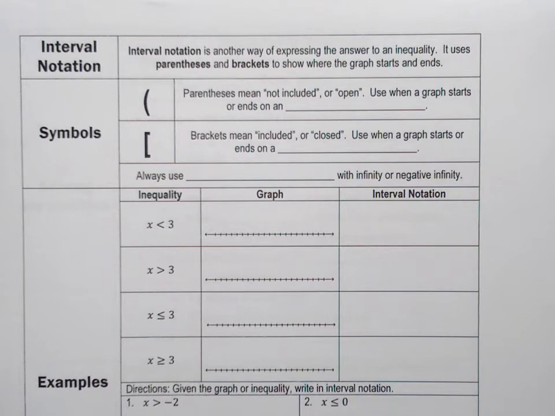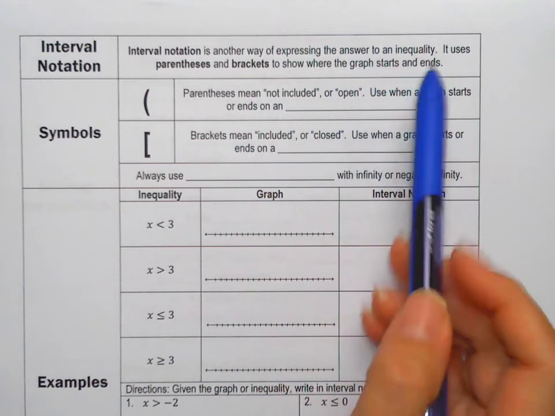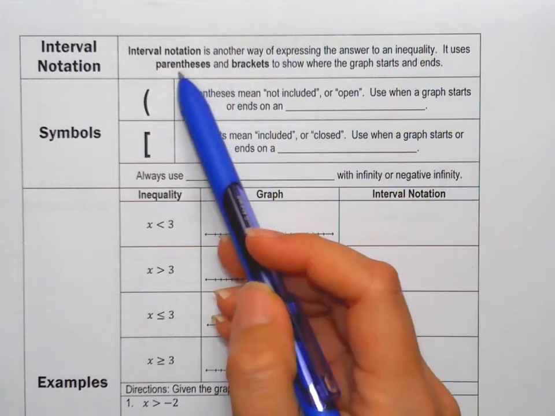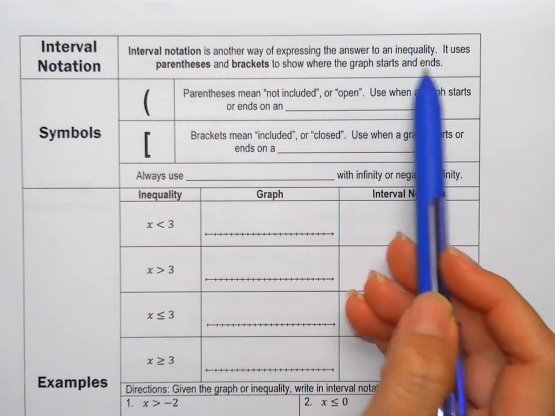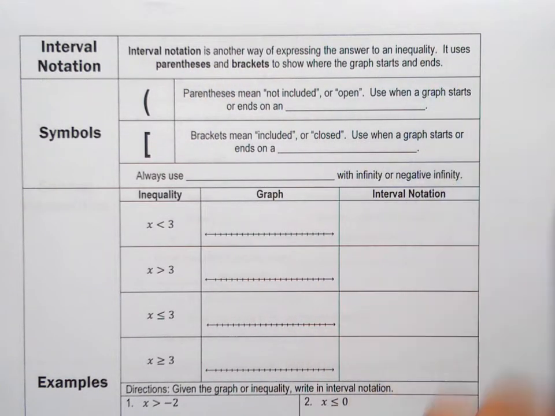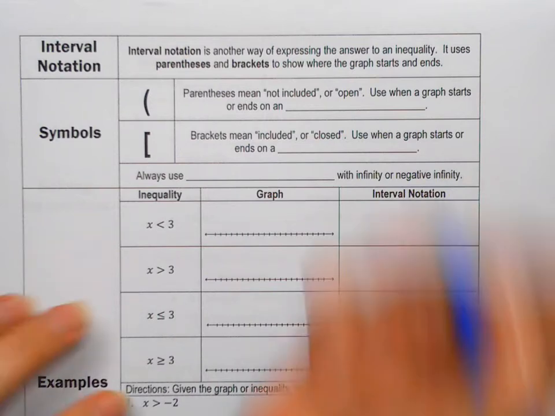Interval notation is another way of expressing the answer to an inequality. It uses parentheses and brackets to show where the graph starts and ends. Parentheses means not included, or open. We use them when a graph starts or ends on an open circle.